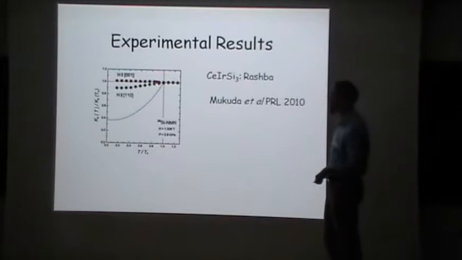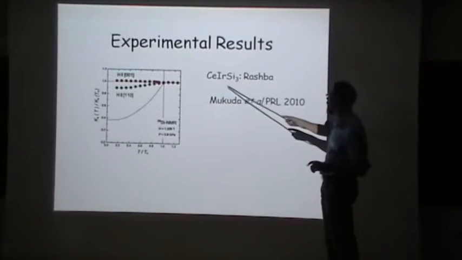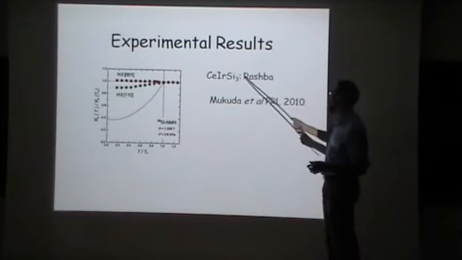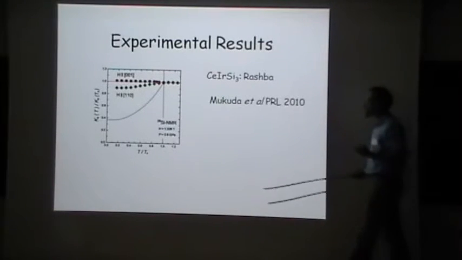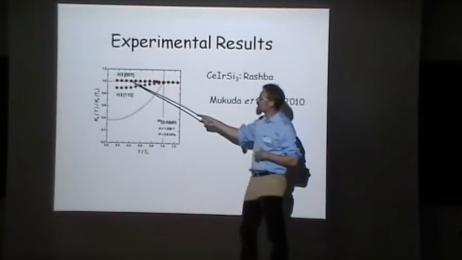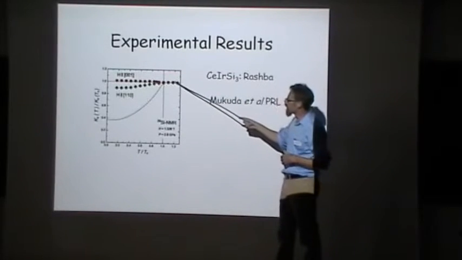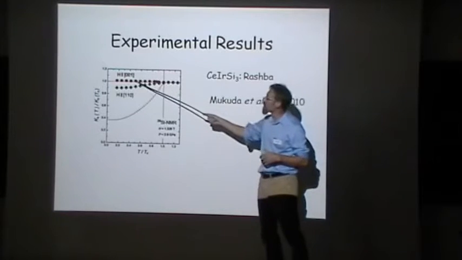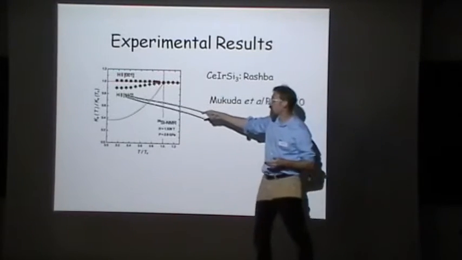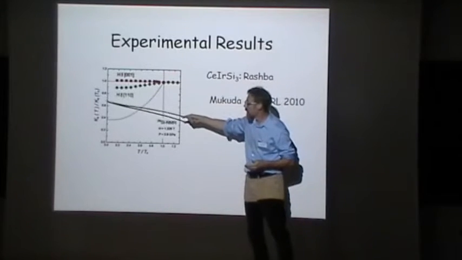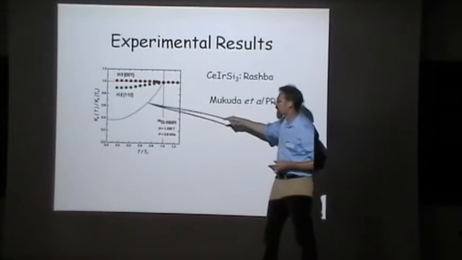And there isn't really a lot of data to compare to, but this is cerium iridium silicon 3, which has a Rashba spin orbit interaction. And you can see it does okay. For the field along the c-axis, you predict no change, and it looks like there's no change. For the field in plane, you expect to get actually to about here. So this is what you get for a spin singlet superconductor.